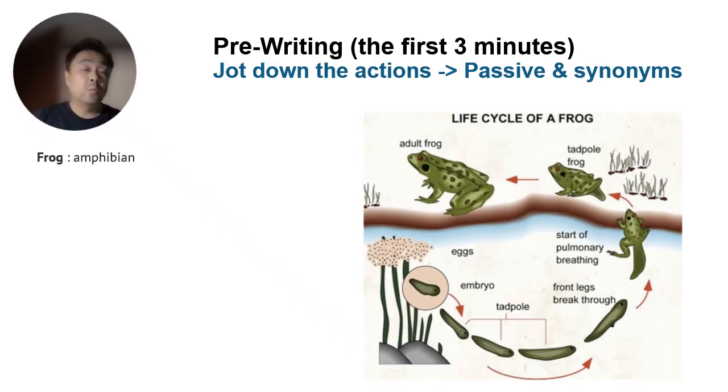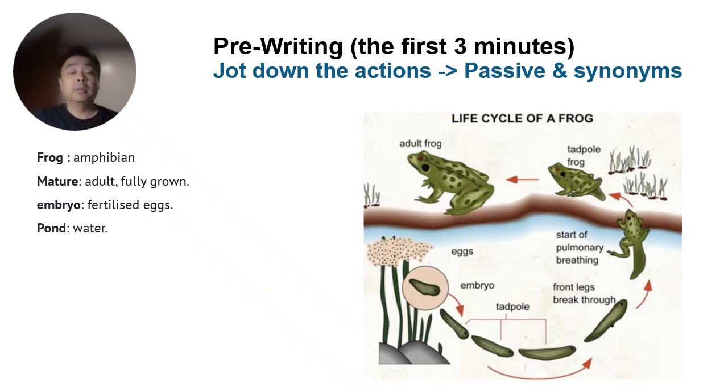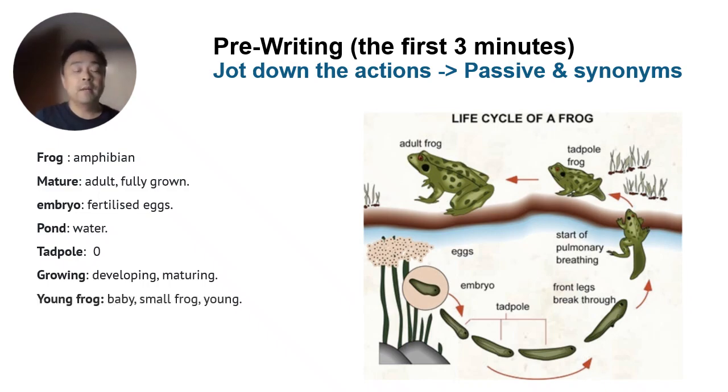Instead of frog, I could use the word amphibian. Mature, which is an adjective, I can use adult or fully grown. For an embryo, we know that this means fertilized egg. Pond can be water. I have no synonym for tadpole, but we can describe this as a young form. We have growing, developing, and maturing. Young frog could be a baby or small frog. Legs can be replaced with limbs, front limbs.